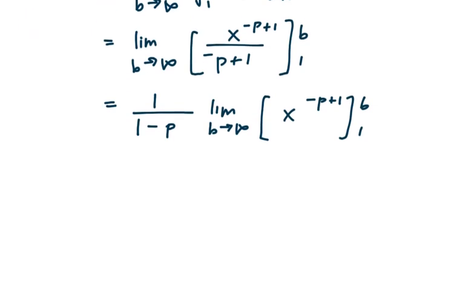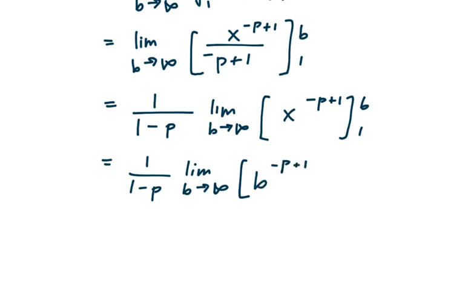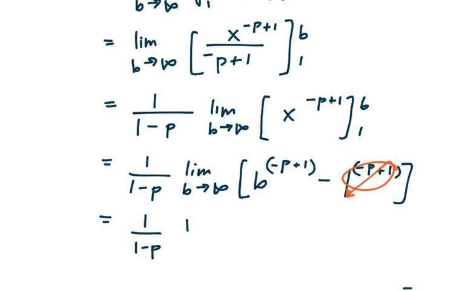So I'm going to plug my b and my 1 in. I've got 1 over 1 minus p times the limit as b goes to infinity of b to the negative p plus 1, minus 1 to the negative p plus 1. So that's all up in my exponent. Well, that second term, 1 to any power is just going to be equal to 1. So this is 1 over 1 minus p.